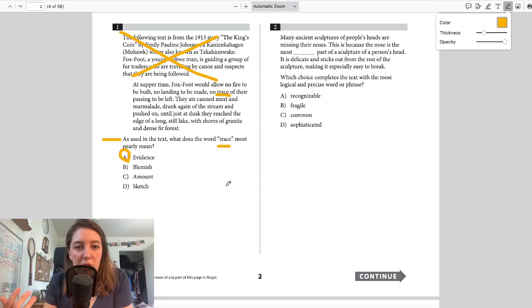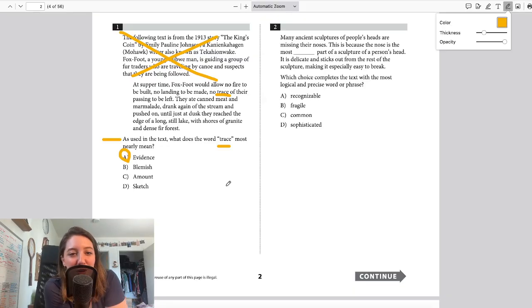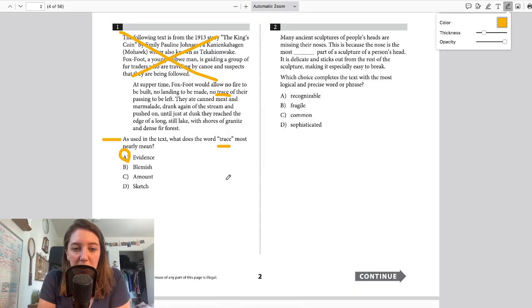because clearly they're trying to hide from something, right? I don't know who Foxfoot is. I don't know anything about this story, but already just from reading this one sentence, I know that they're trying to be low key, right? Maybe they're on the run from something. Maybe they are hiding from other people. And then if you actually go up here and read, yes, you can see they're guiding a group of fur traders who are traveling by canoe and suspects that they're being followed, right? So they're trying to not alert people to where they are. So long story short, that one is evidence.